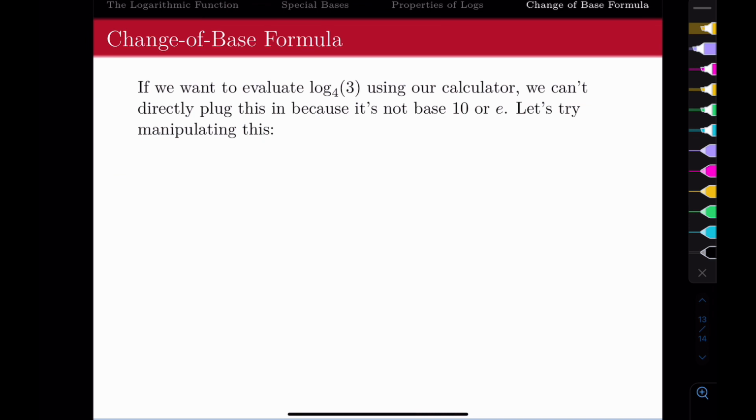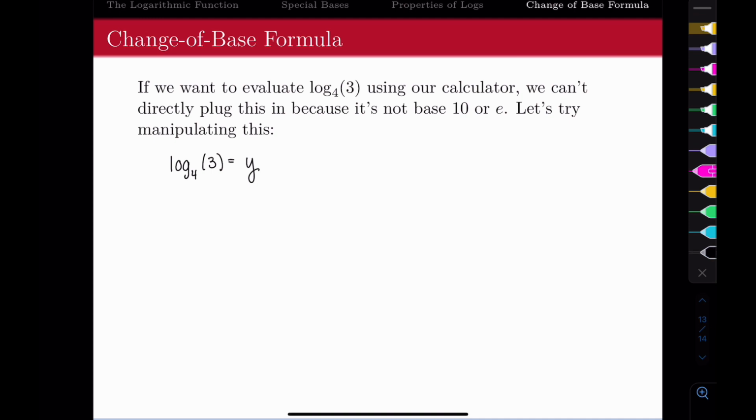So the very last thing we're going to do is go through how I can evaluate something other than base e or base 10 in our calculator. So I have to be able to write it in terms of one of those bases to be able to input it. So we're going to try to evaluate log base 4 of 3. And so what I'm going to do is really just a lot of manipulation. Log base 4 of 3 is just a number. So I'm going to call this number y.